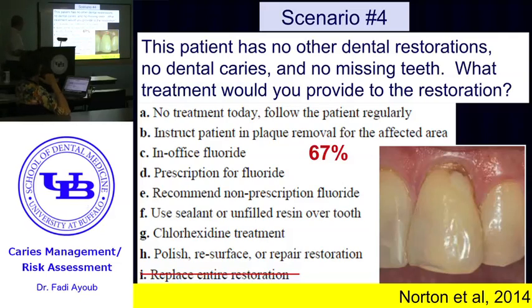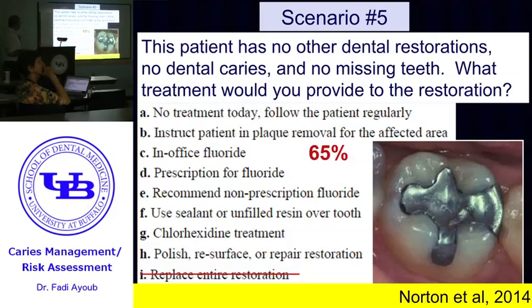Scenario 4. 67% said they would go and replace the entire restoration. But any of those, they said, is acceptable. Last one, and then I'm going to ask a question later on. 65% said they would replace the whole entire thing for that. With composite, I'm sure. Probably.